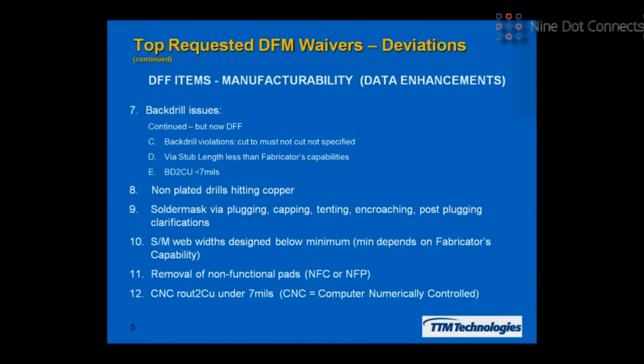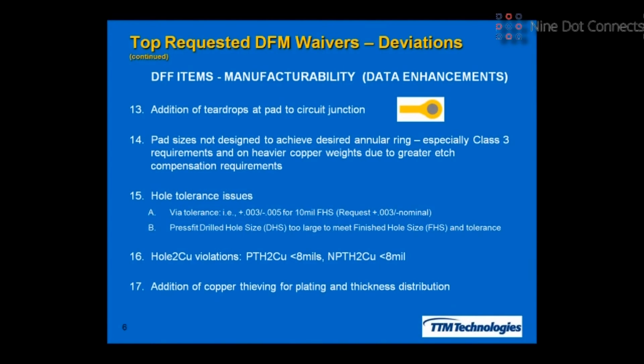A little bit more, this is definitely something for a data enhancement on the manufacturability side from the fabricator. And this is the addition of teardrops, and that's the pad to the trace junction. They'd like to have this teardrop added. In this case, it's a fillet. Could be a double flash or a snowman type, and that has to do with registration of the drilled hole. And that's to maintain criteria for the annular ring.